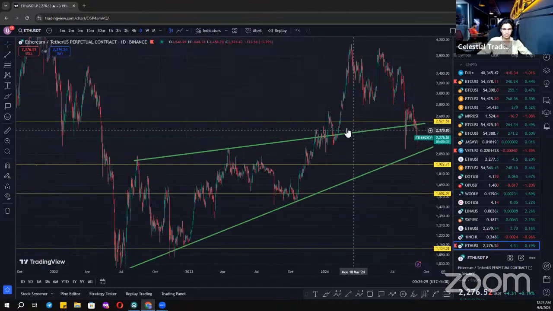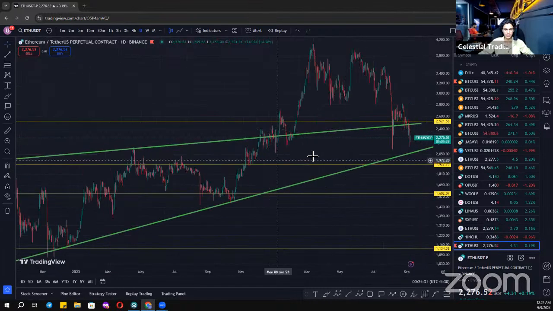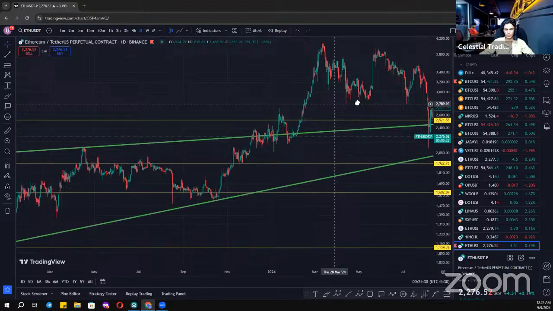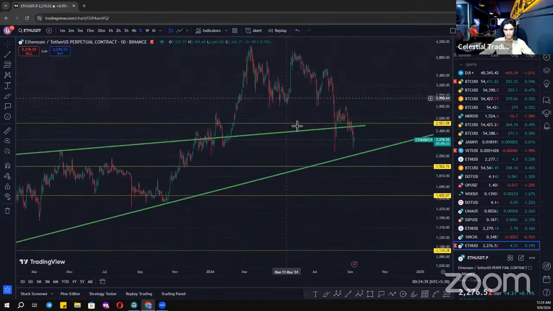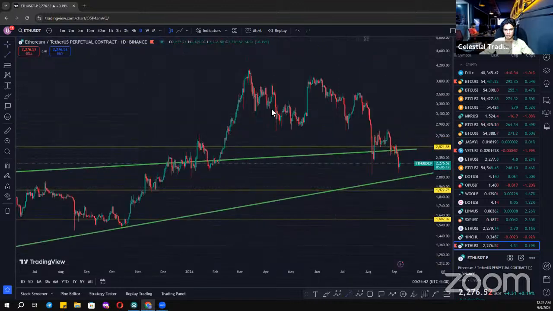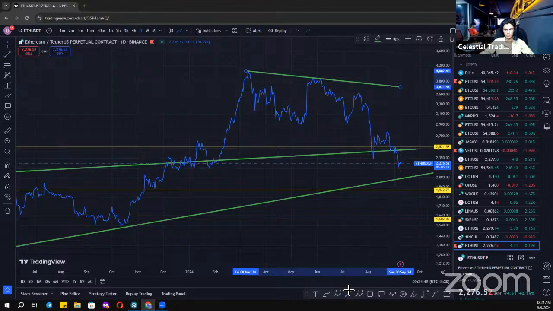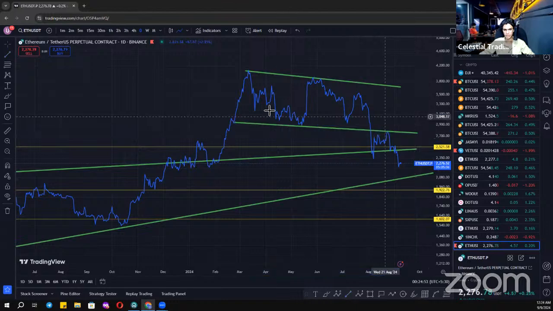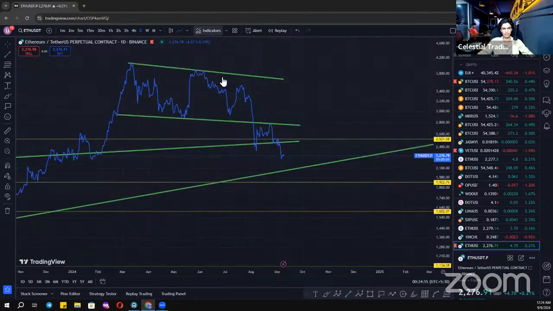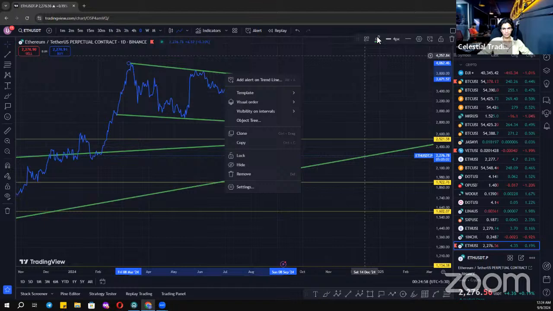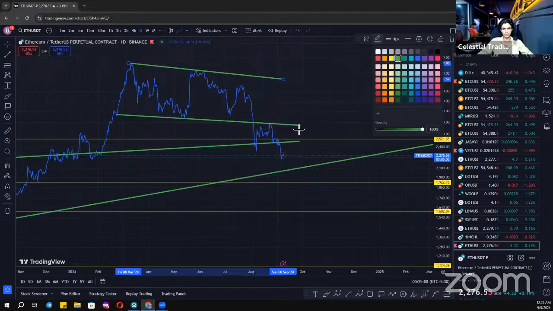You can see we had multiple touches and mitigation during last year December, and we had a very big pump. The market has again made a pattern here, and you can draw it for yourself. You can see the market successfully made a pattern, and we'll mark that in another color.